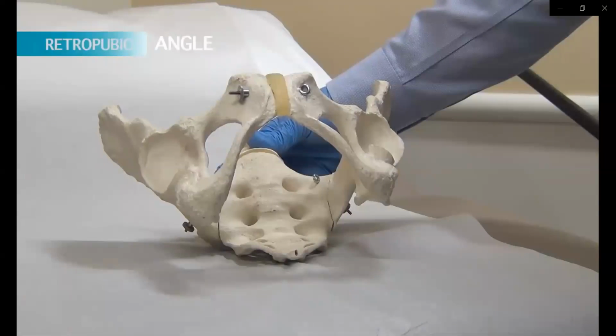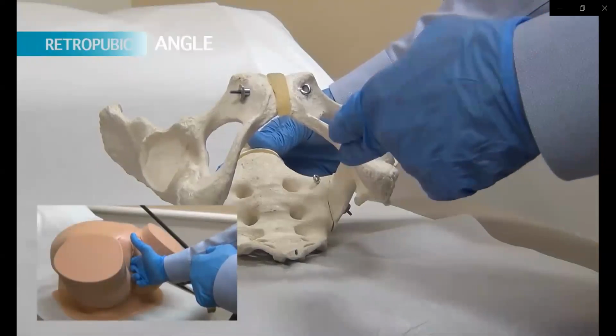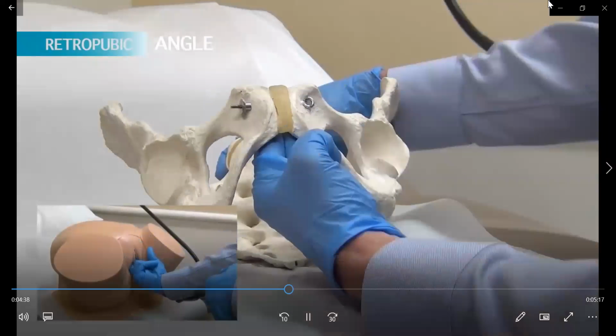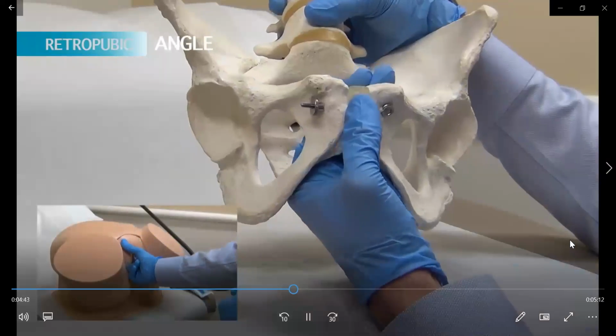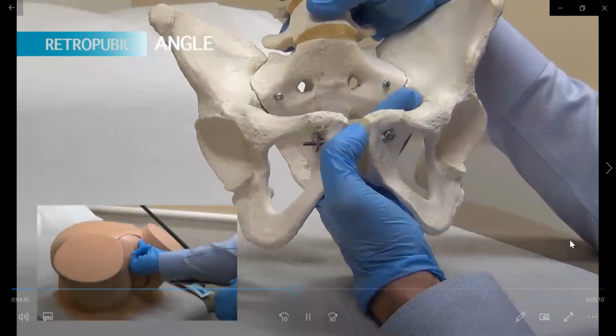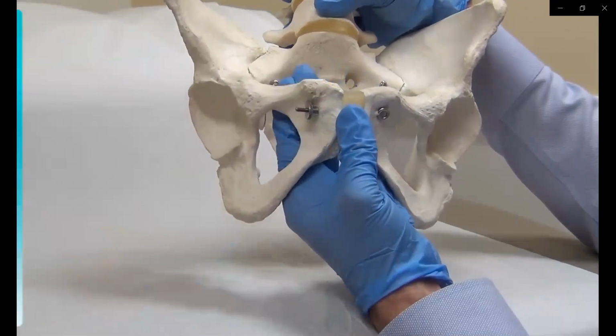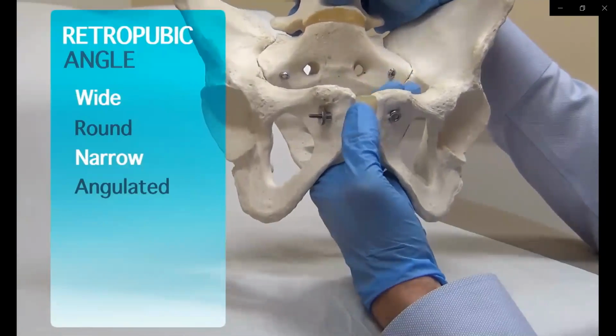The retropubic angle should not be confused with the pubic arch that is described next. In examining the retropubic angle, the examiner reaches the two examining fingers up onto the pubic bone and palpates the posterior aspect of the pubic bone, the superior pubic bone. This will allow assessment of the anterior portion of the pelvic inlet. The retropubic angle is described as wide, round, narrow, or angular.